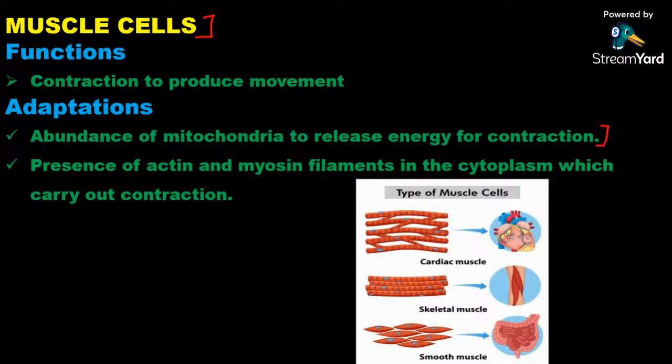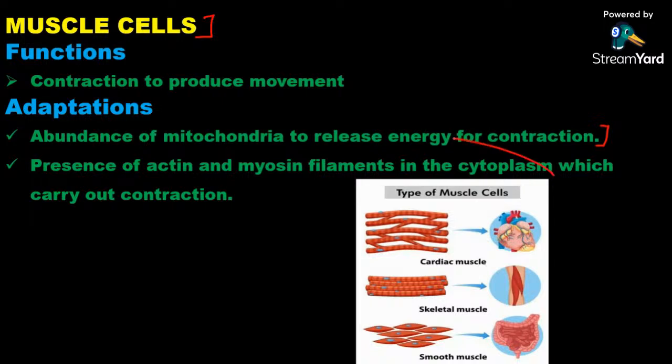Then, presence of actin and myosin filaments in the cytoplasm, which carry out contraction. So myosin and actin are the ones that enable the muscles to contract. And of course, we're not going to go into details. I think that is biochemistry. But at the moment, this information is quite enough.